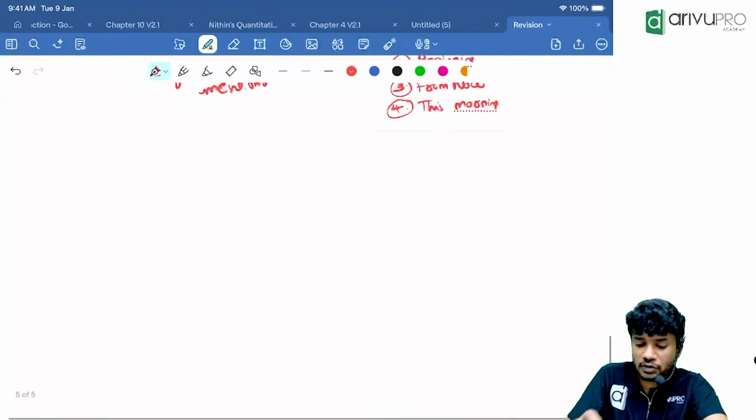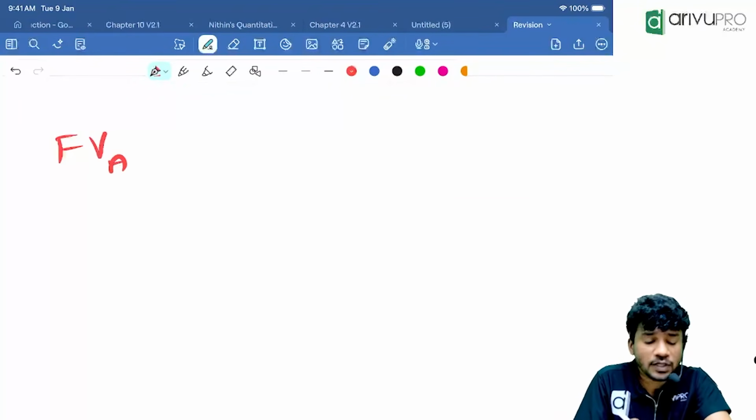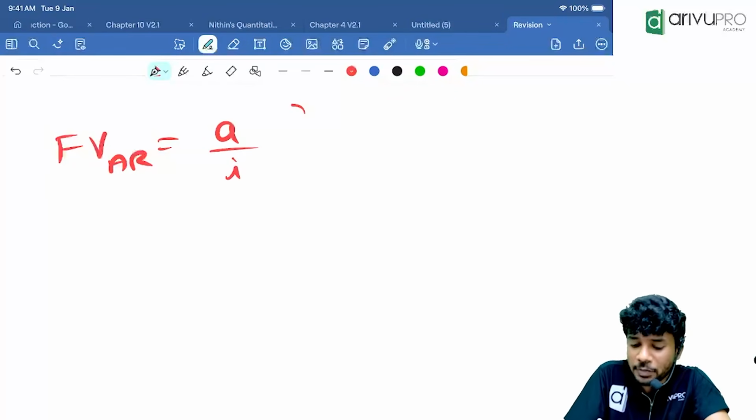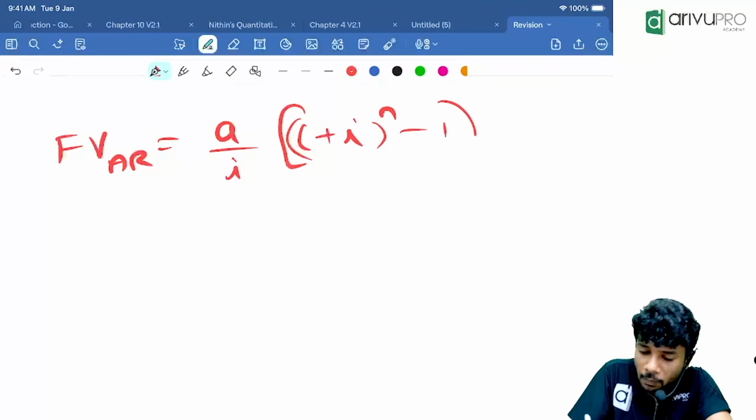Then the first one we studied was the basic formula of future value of annuity regular. What was the formula for the future value of annuity regular? A divided by I, into (1 plus I) the whole power n minus 1.